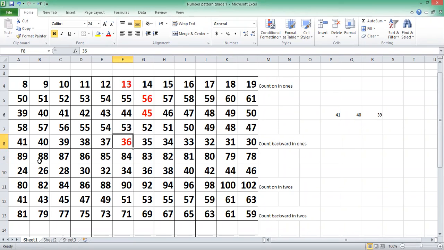Same here, guys. It's 89, 88, 87. You can see that we are going down. This is greatest to smallest. That means less than, subtraction. How much less than? 1. We are counting back in ones. So if I remove one of these, can you tell me? 89, 88, 87, 86, 85, 84, 83. After 83, what will come? 82.